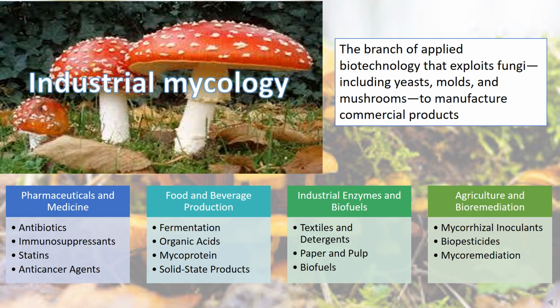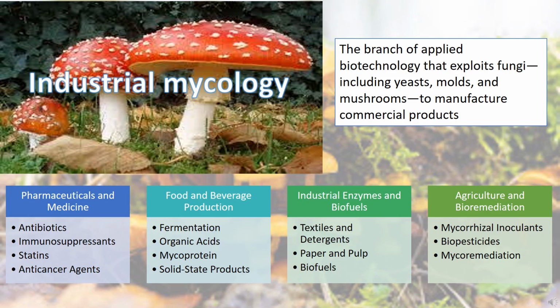Industrial enzymes and biofuels. Fungal enzymes break down complex polymers, replacing harsh chemicals in manufacturing. Textiles and detergents. Fungal cellulases, proteases, and amylases fade denim, soften fabrics, and remove laundry stains. Paper and pulp. Xylanases and lignin-degrading enzymes from white rot fungi bleach paper pulp sustainably. Biofuels. Fungi break down agricultural biomass into fermentable sugars to generate bioethanol.